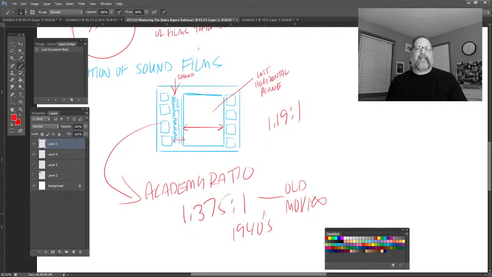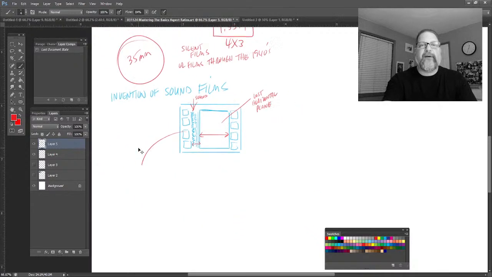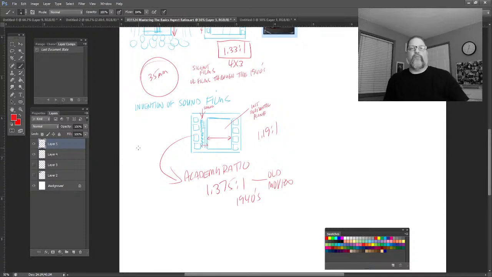And that was sort of the academy ratio of 1.375:1, that was your old movies again. That was your Casablanca, those type of things when you had sound with your movies. I would say the earlier 4x3, the 1.33:1, that was more of your silent movie era. And as we got into bigger films, the academy ratio was predominantly used for everything at that point in time.